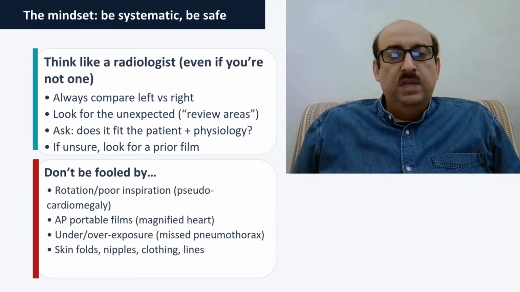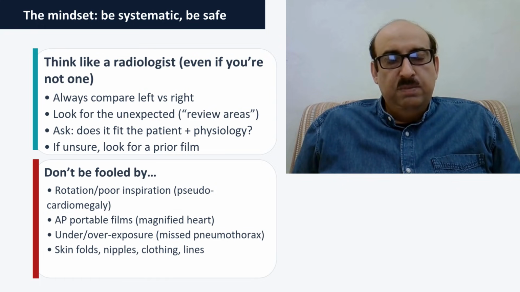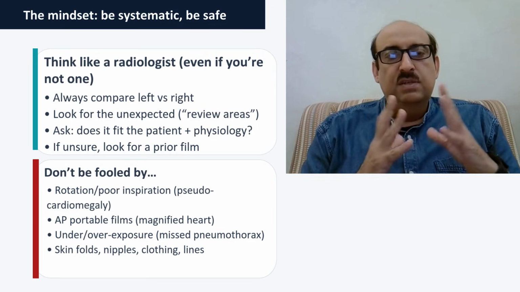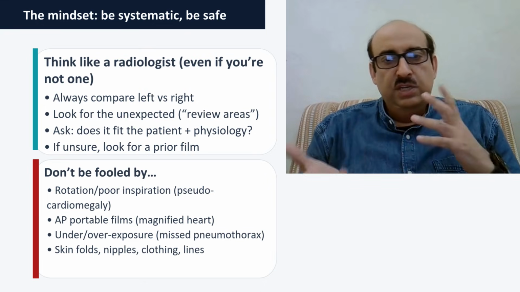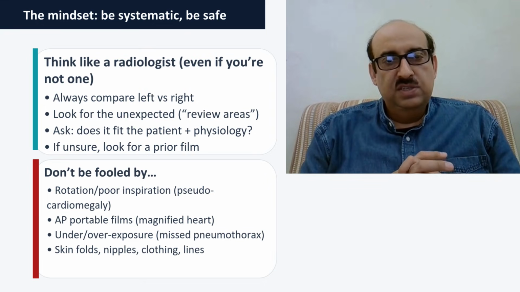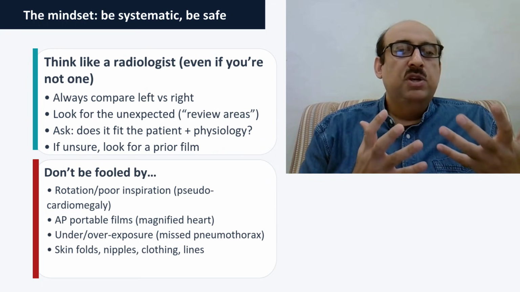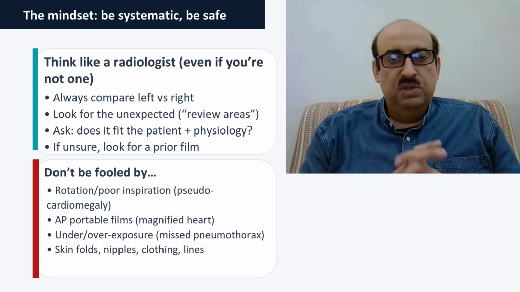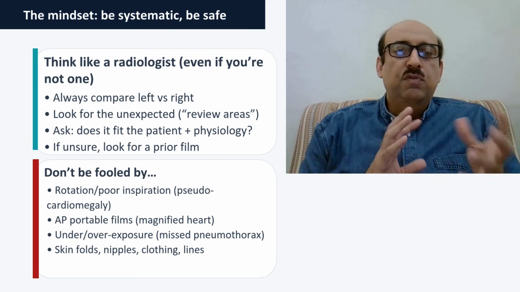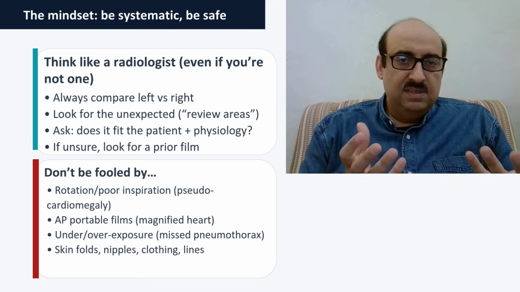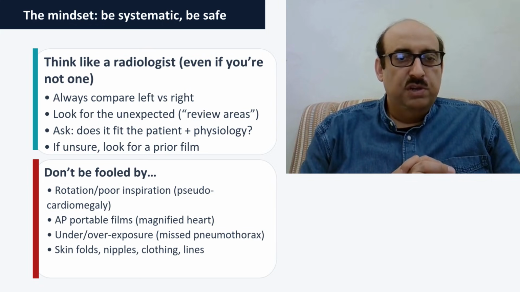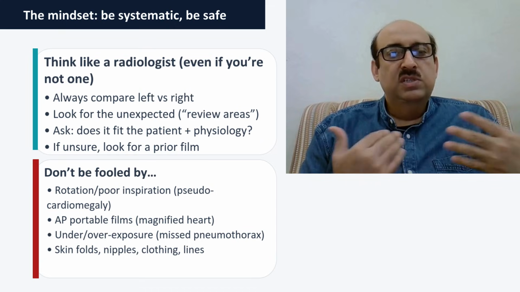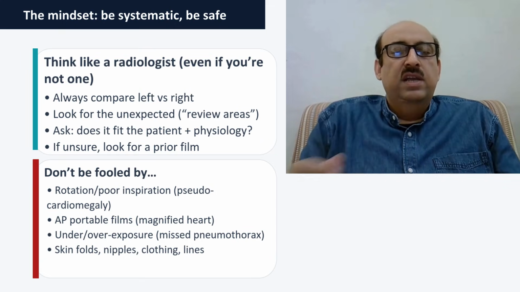Pearl number 2. We will come to the right model later on, but do not be fooled or confused by some of these very common artifacts. Number 1, rotation and poor inspiration, which can lead to a pseudocardiomegaly finding on a chest x-ray. Also be aware of the AP portable film while reporting the cardiac size. You can hardly comment accurately on the cardiothoracic ratio on an AP portable film. We'll come to that later. And over and under exposure of the film, because you might miss a subtle pneumothorax due to the exposure quality of the film. And also be aware of the skin folds, nipples, clothing and lines which can create artifacts.